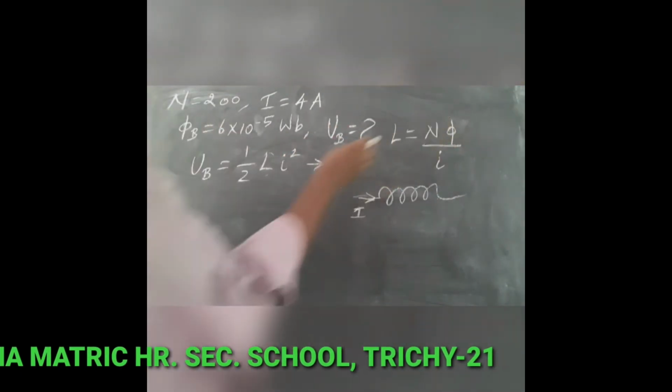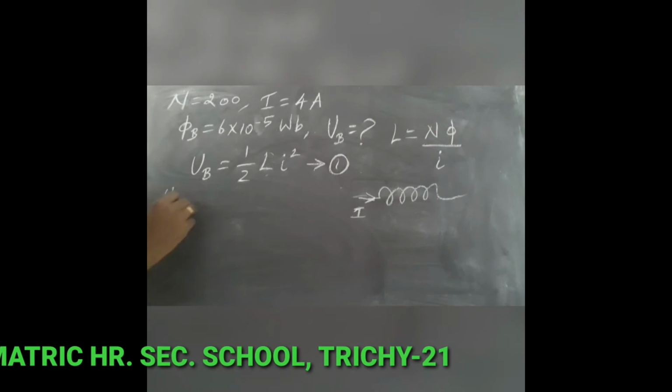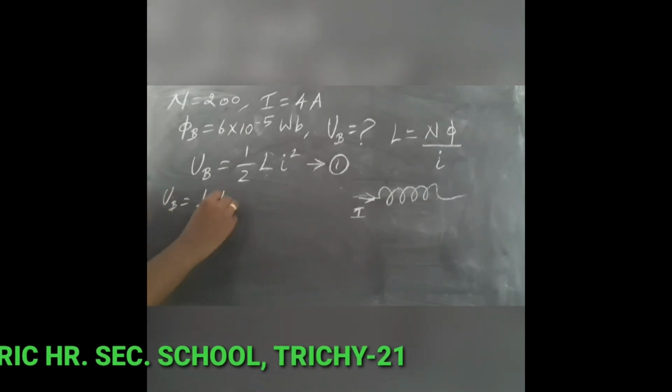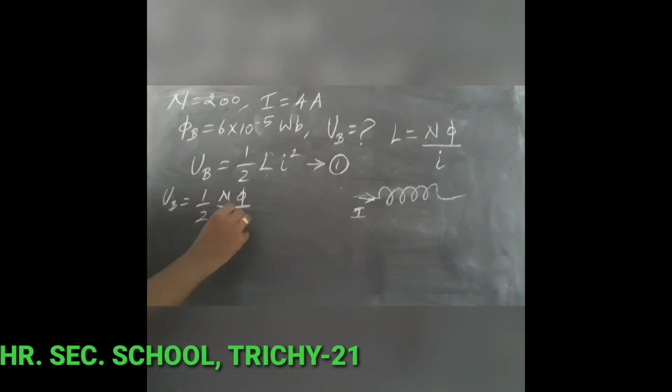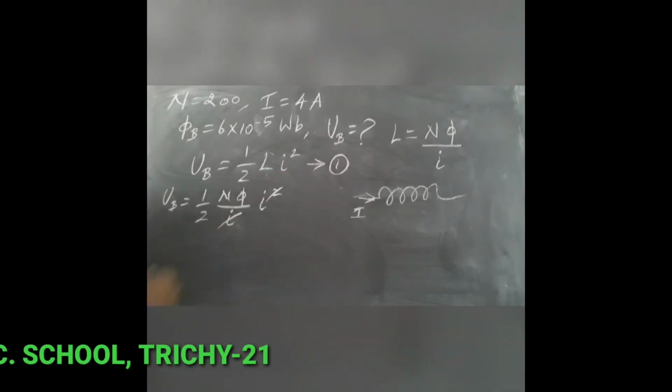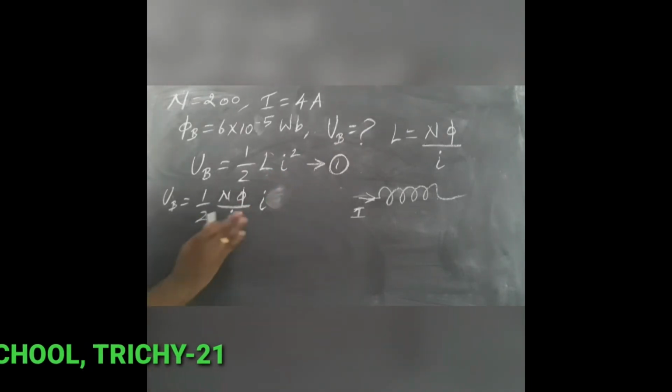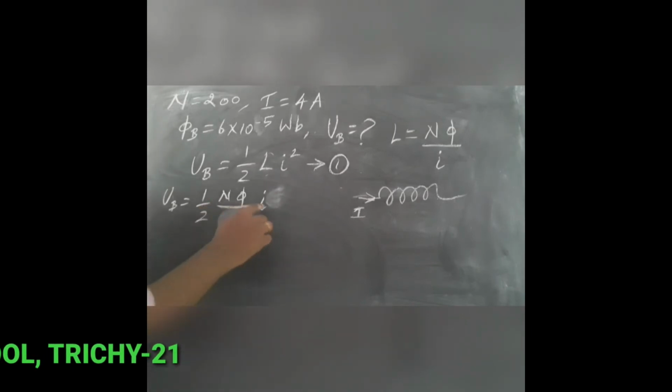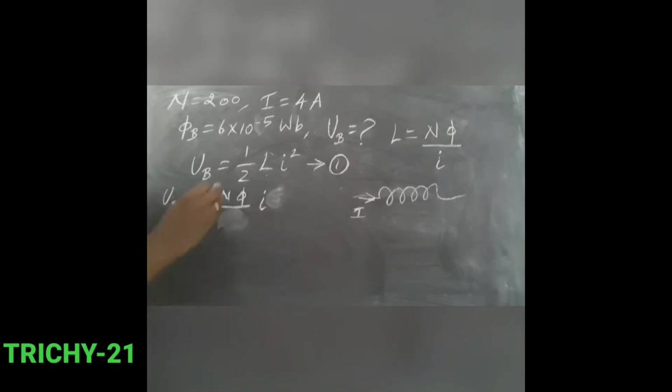So this value can be substituted in equation 1. U equals 1 by 2 N phi by I into I square. So this square can be cancelled. What is the remaining thing? Half N phi into I. Let us substitute the known values.